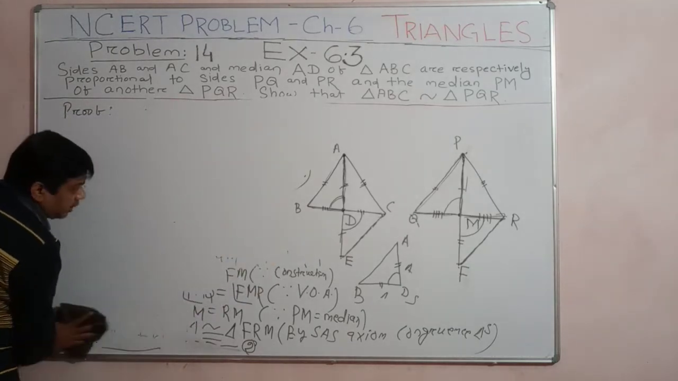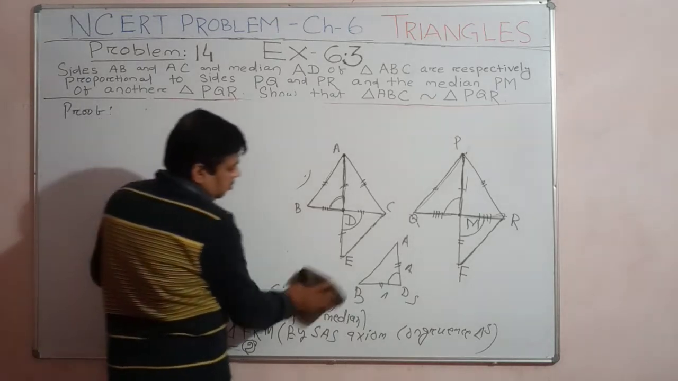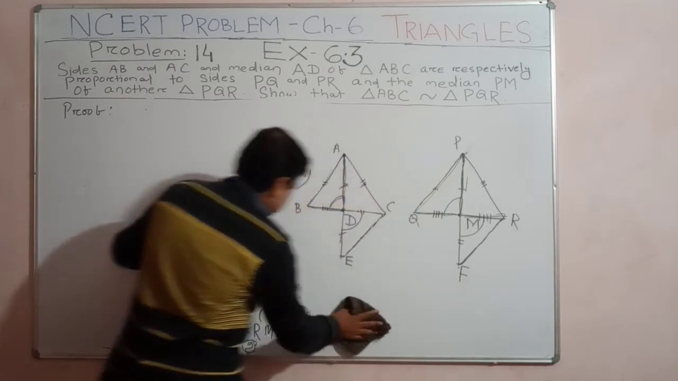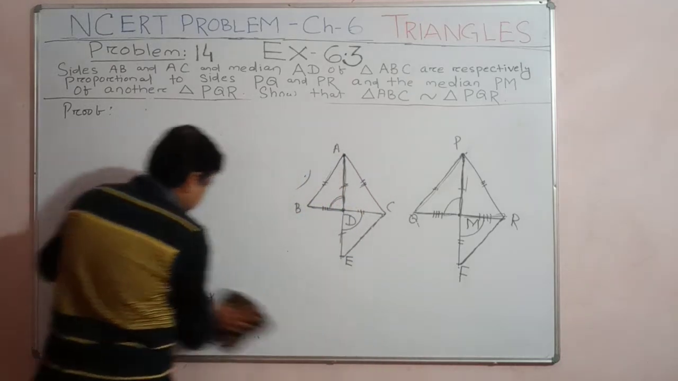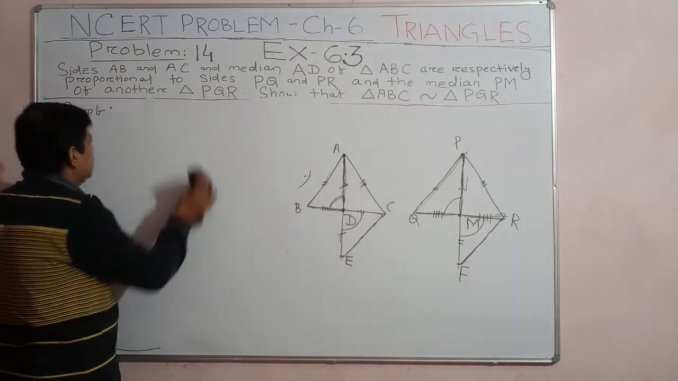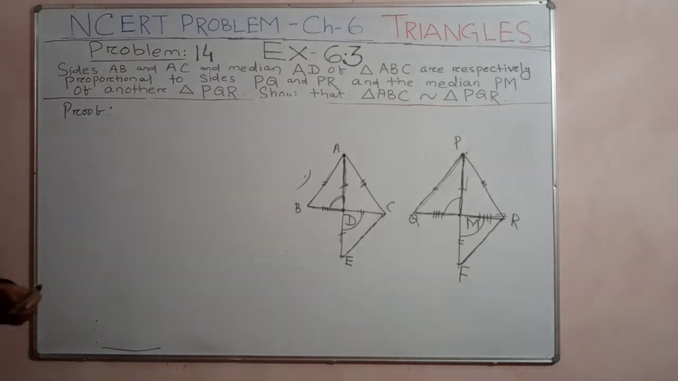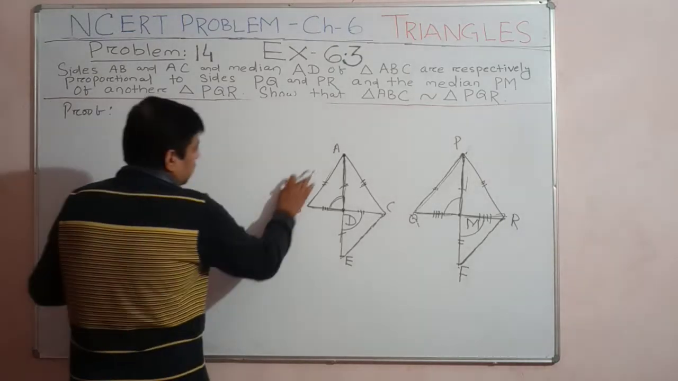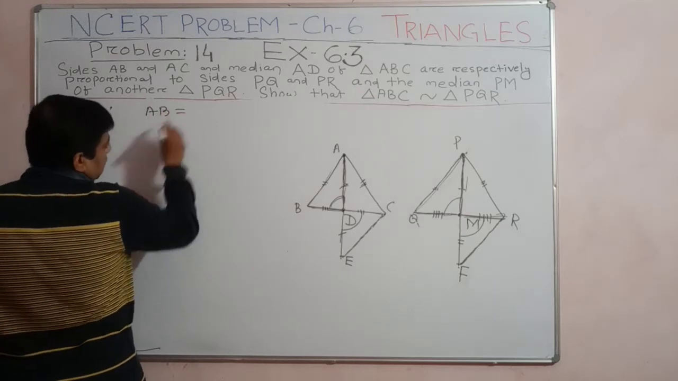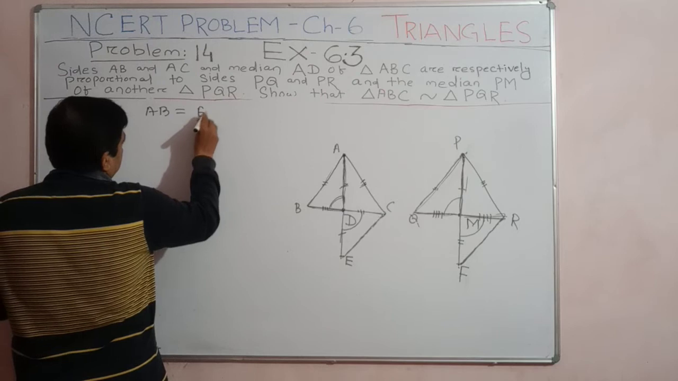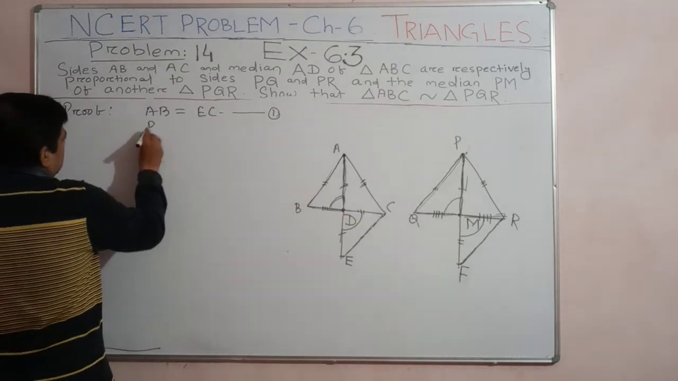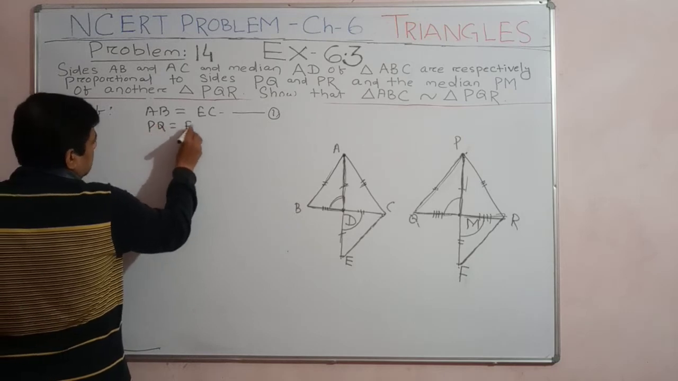In point 1 we got AB is equal to EC. And in point 2, in equation 2, we got PQ is equal to FR. So from equation 1 we got AB is equal to EC, and from the second one we got PQ is equal to FR.